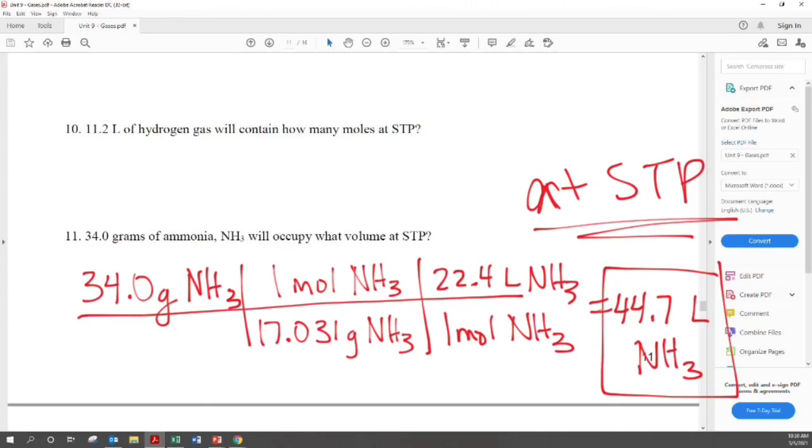Now, while you won't find any problems that are at STP on page 10 of your packet, you will see at least one on page 12 where we have the mixed up review problems for our quiz. So maybe flip to page 12 and see if you can find one of these problems to try out.